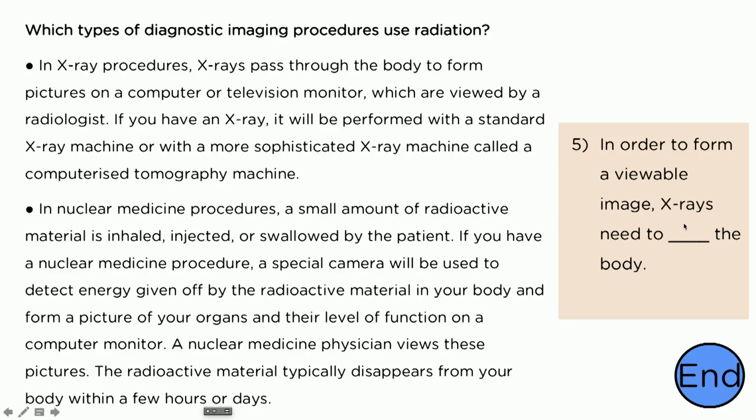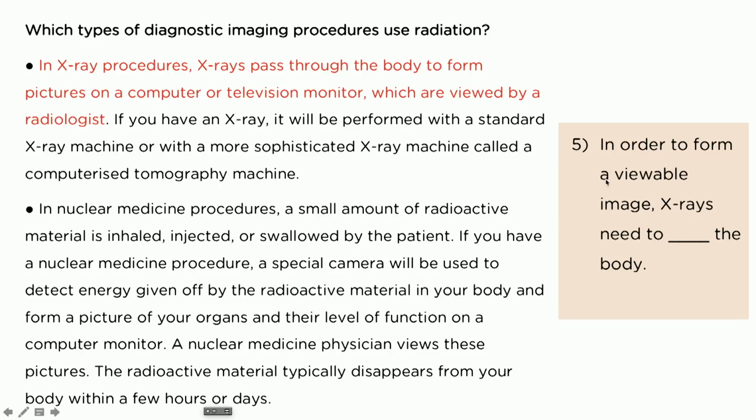Keyword X-ray, not very helpful. Although, if we look, can you see the word X-ray in this part of the paragraph? No. Okay, so I'm guessing it's going to be up here. So let's have a closer look. It will be in this sentence here. It says, in X-ray procedures, X-rays pass through the body to form pictures on a computer or television monitor, which are viewed by a radiologist.